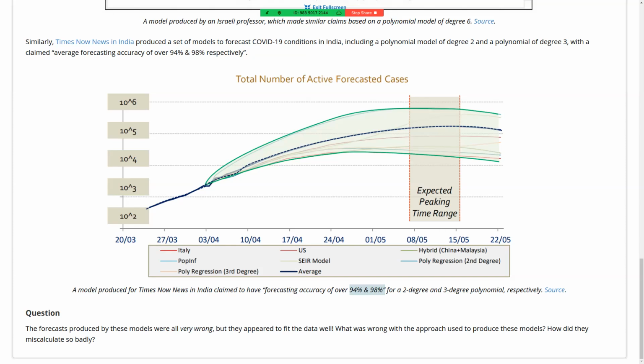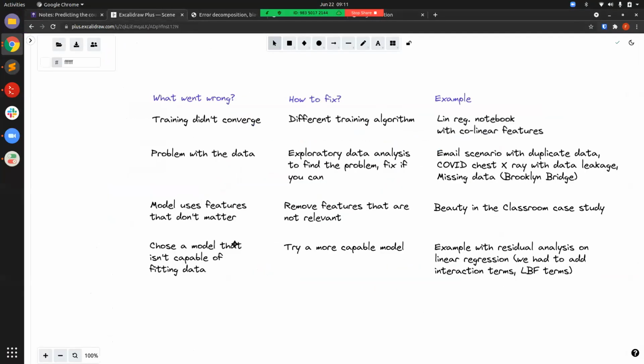And I asked you to think about why the models miscalculated so badly. They seem to fit the data well, but they didn't. What happened? Is it one of the problems we mentioned so far? Or is it something else?